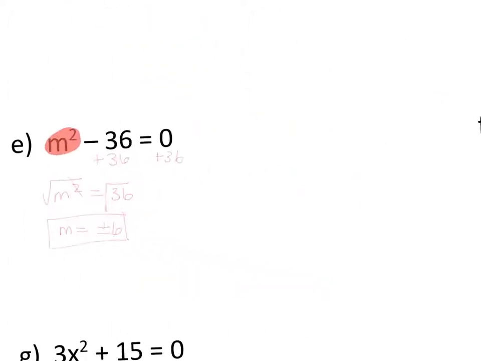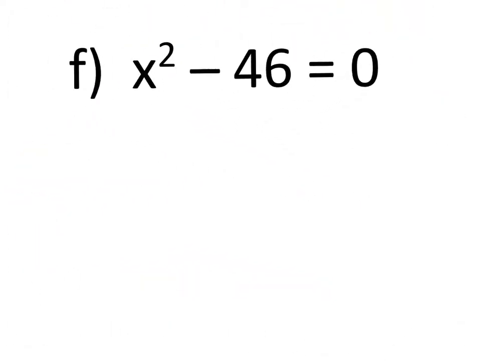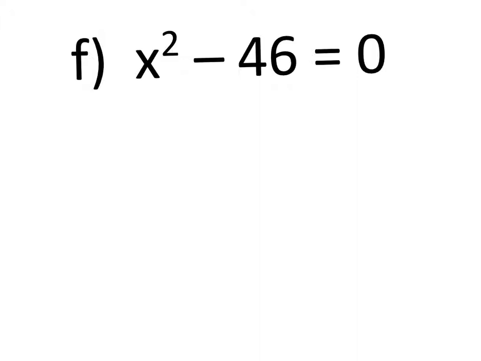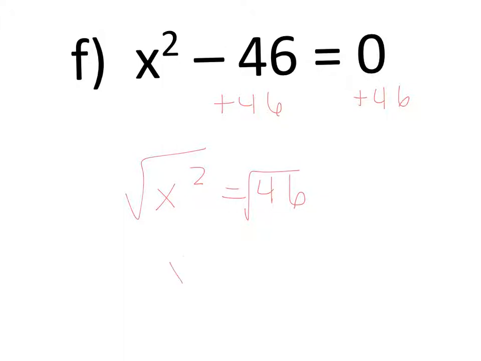All right, I want you to take a second and try to do F on your own. All right, you should have completed F. We're going to have you add the 46 over to the other side. So you get x squared equals 46. And then you're going to need to take the square root of each side. When you do that, let me put it in my calculator real quick. You get x equals plus or minus 6.8.